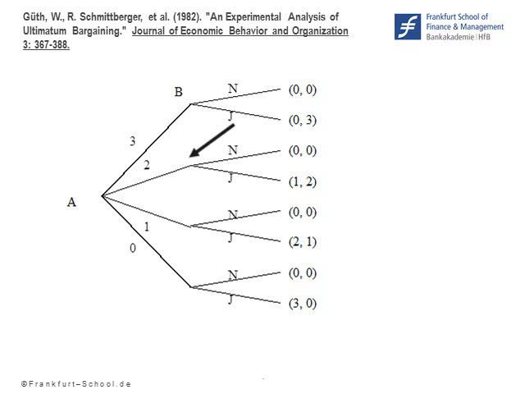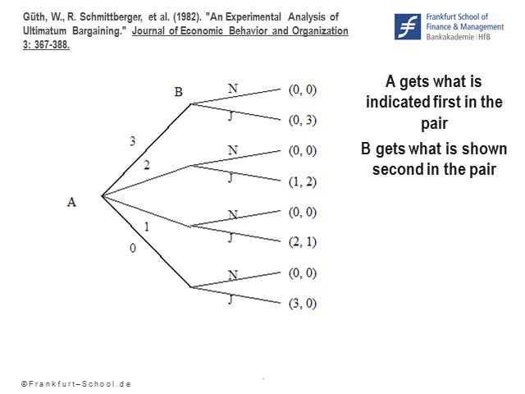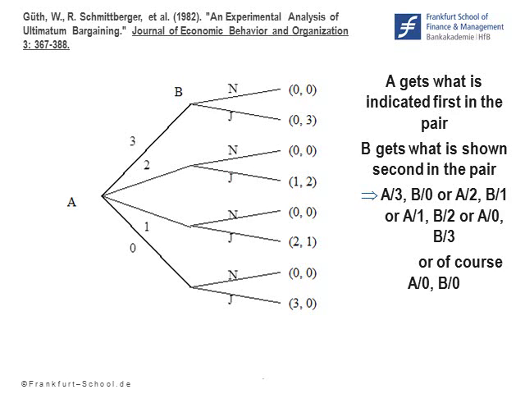Finally, if I give you 2 and you say yes, you get 2, I get 1. If you say no, we both get nothing. A gets what is indicated first in the pair, B gets what is shown second in the pair, and these are the conditional assignments: what they get according to what I did.